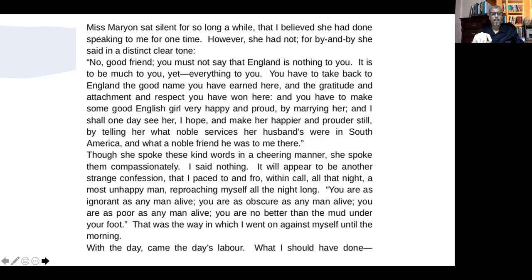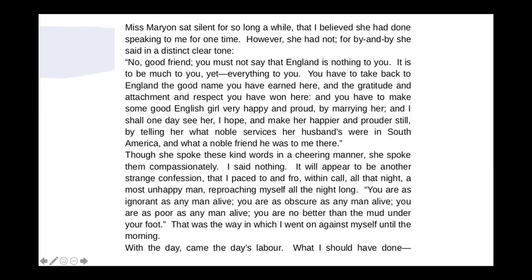Okay. Miss Marion sat silent for a long while, and I believed she had done speaking to me for one time. However, she had not. She did not stop talking to me. For by and by, she said in a distinct, clear voice, clear, and underline clear, because this is the message of Charles Dickens and Wilkie Collins.